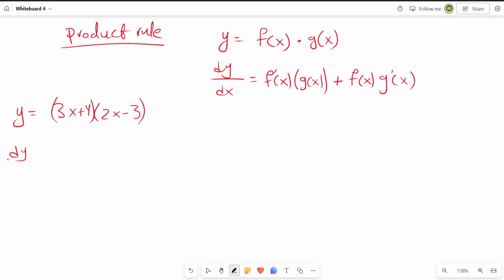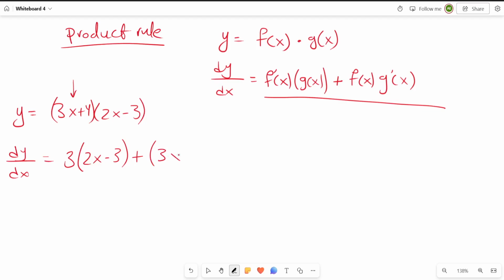So if I want to get dy by dx of this function, I know from this rule that it's the derivative of the first one multiplying the second one. So what's the derivative of the first one? The derivative of 3x is 3 and the derivative of 4 is 0, multiplying g of x, which is 2x minus 3, adding to it f of x, which is 3x plus 4, multiplying g dash of x, which is the differentiation of this function, which is going to be basically 2.